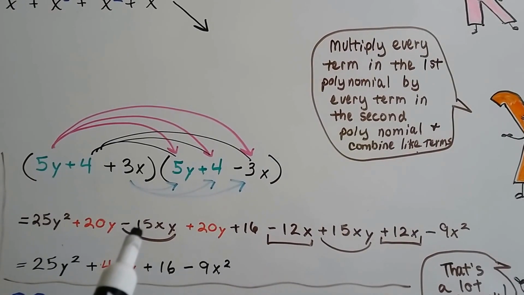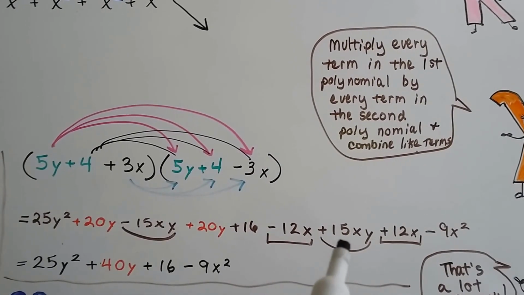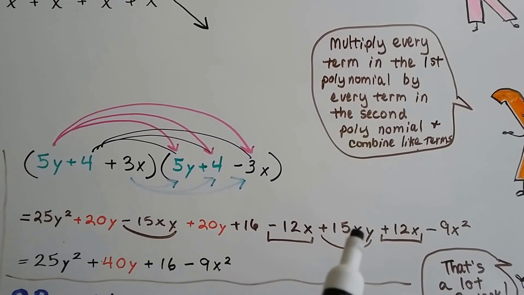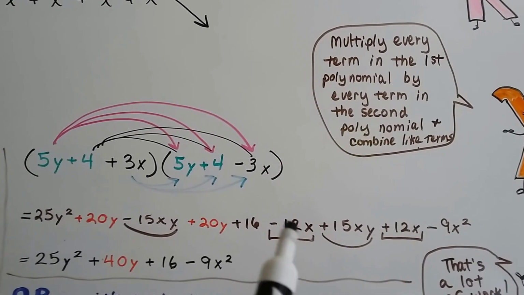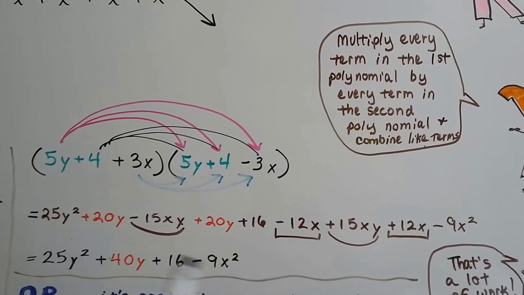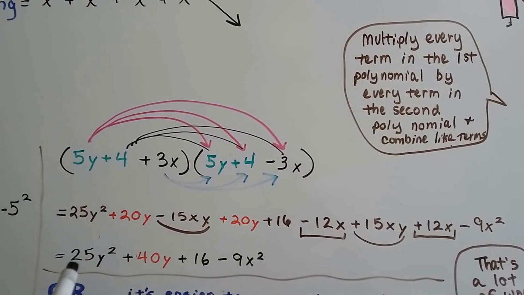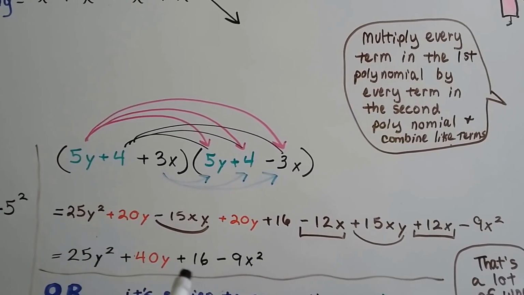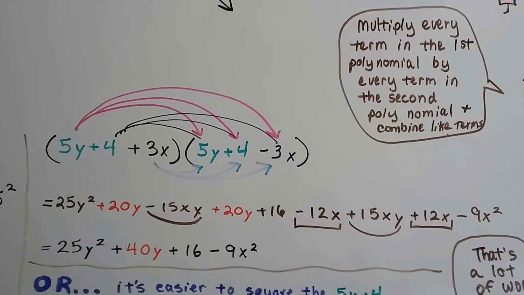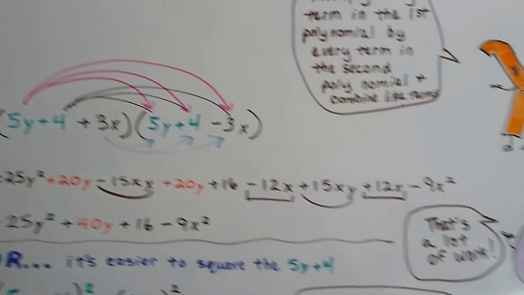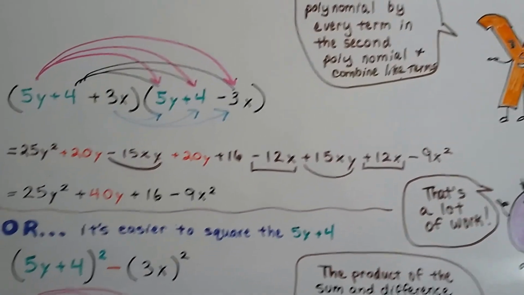So this negative 15xy and this positive 15xy are additive inverses, and they're eliminated. These two are eliminated as additive inverses. We can add these two positive 20y's, and we get 25y squared plus 40y plus 16 minus 9x squared. See? Even little zero says that's a lot of work.